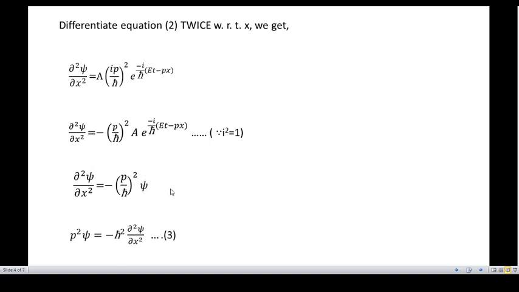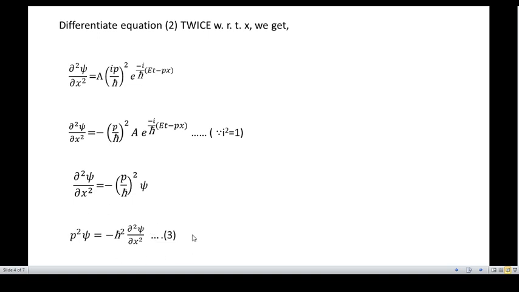And upon reorganizing this equation, we will get p square psi is equal to minus h cross square into dou square psi by dou x square. Is it okay? So hope you understood how we got this equation. p square psi is equal to minus h cross square dou square psi by dou x square.